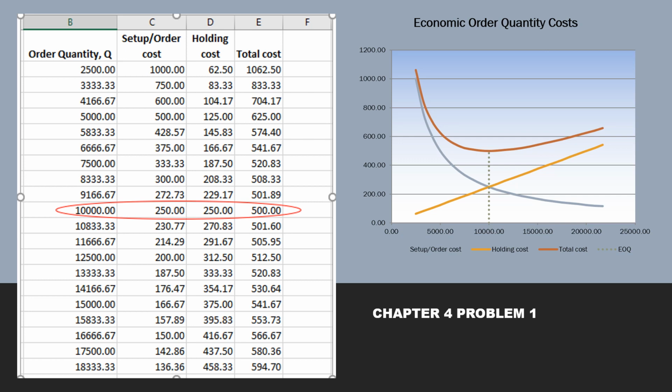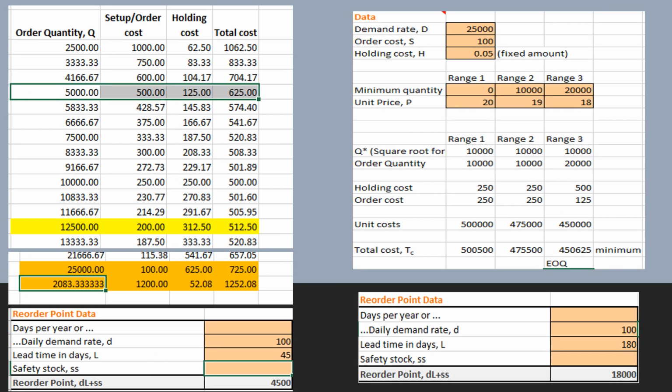So at this level, our inventory order quantity will give us the minimum or the least total cost, and this is the economic order quantity. Always remember that at EOQ, holding cost will always be equal to our order cost. So we have here a graph of our EOQ. You can see our total cost, right? This is the lowest level of our total inventory cost. Okay, so that would be problem 1.